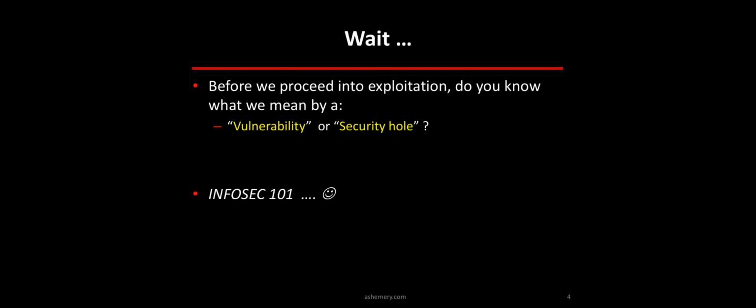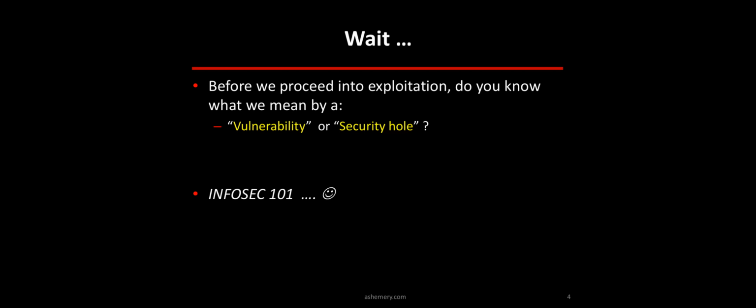So first thing, before we start talking about exploitation, which is the main goal of our course, is to understand what we mean by vulnerability. What do we mean by security hole? Those are two things that you might be hearing, especially if you're new to information security. That's why I called it InfoSec 101. So a vulnerability or a security hole is a weakness. It could be any type of weakness, by the way.